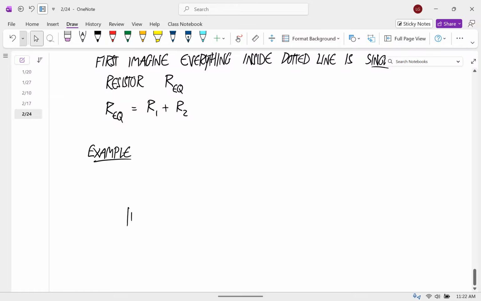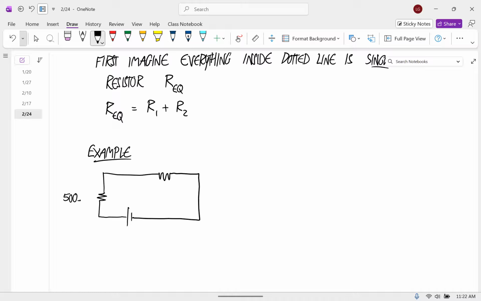Okay, so let's say that we have a battery that's connected to a 500 ohm resistor, and then it's connected to a 200 ohm resistor. And let's say that this is 5 volts. And we want to calculate the voltage and current for each of these resistors.